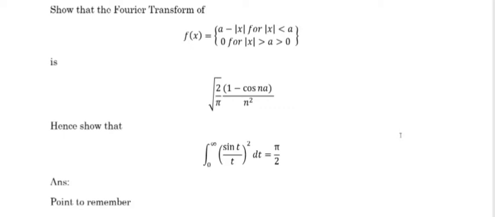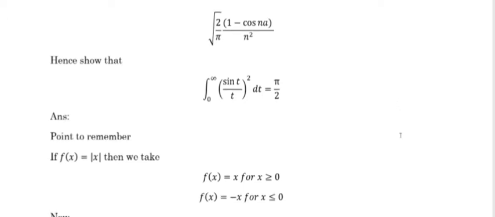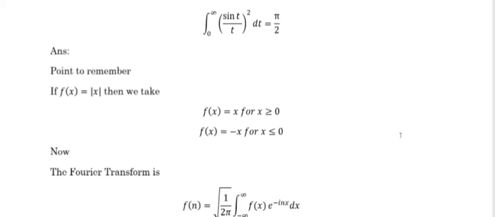And we are also asked to show that the integral 0 to infinity of (sine t by t) whole square dt is equal to pi by 2. So some important points to remember while solving this problem: if the function is taken as modulus x, then f of x has a value x for positive values of x, that is x greater than or equal to 0, and the function will have value minus x for x less than or equal to 0.